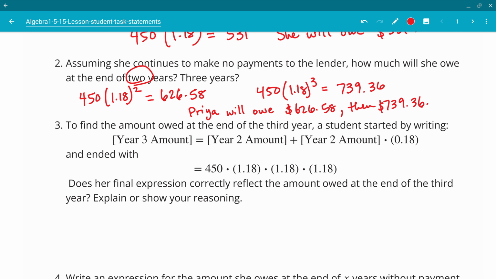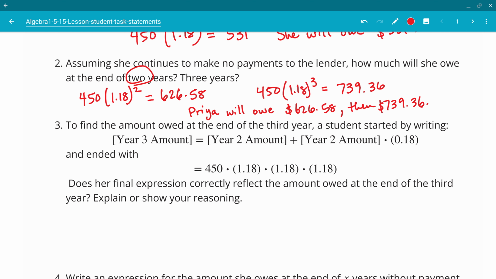To find the amount owed at the end of the third year, a student started by writing the year 3 amount is equal to the year 2 amount plus the year 2 amount times 0.18, and ended with 450 times 1.18 times 1.18 times 1.18. Does her final expression correctly reflect the amount owed at the end of the third year? Explain or show your reasoning.